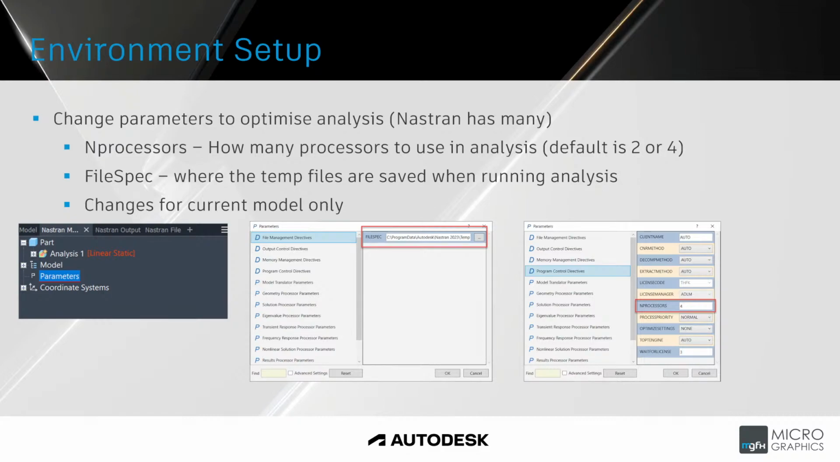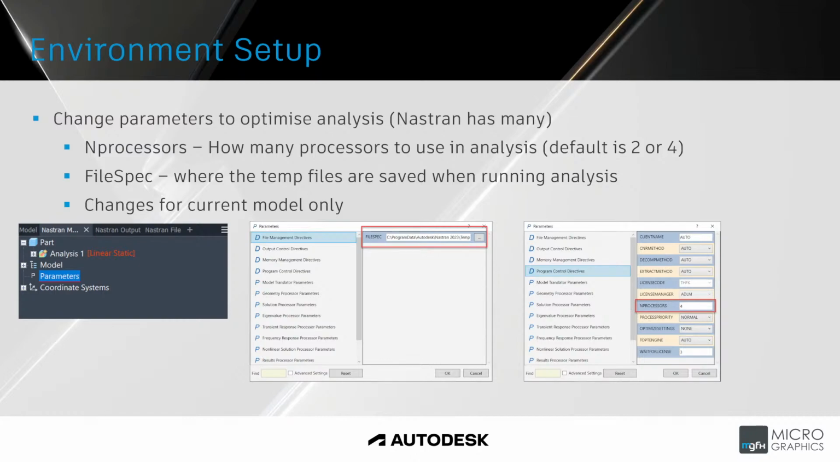And where do we do that? We can go to our parameters. In the parameters, it's right at the bottom of your history browser, or your tree. You'll see that you've got your parts, analyses, and then at the bottom you've got model. And under model, you'll see your parameters. If you select that, you're then able to go and change things under your file management directory. Sorry, not that one. Under your program control directives, you'll see there's end processors. So you just up that, and then that will change the amount of processors it's going to use when running the analysis.